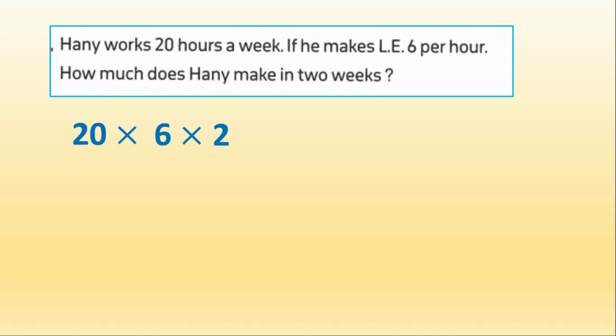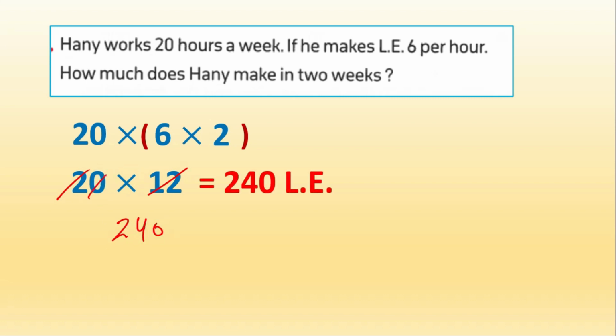Okay. So now multiply. First we did grouping, 6 by 2 equals 12. So 20 times 12 equals what? 2 times 12 equals 24 and then drop 0. So equals 240 pounds. Got it?